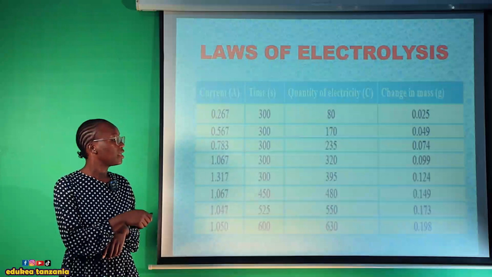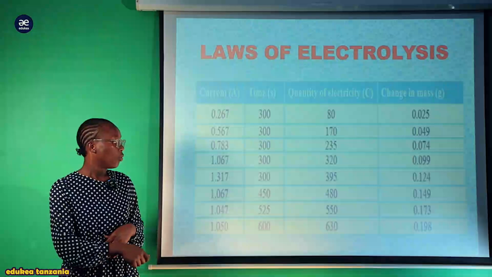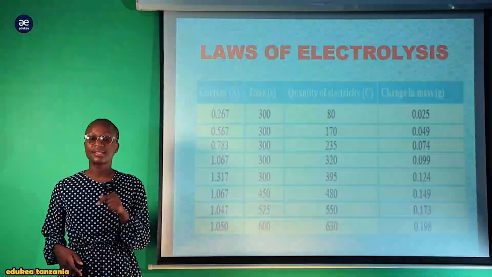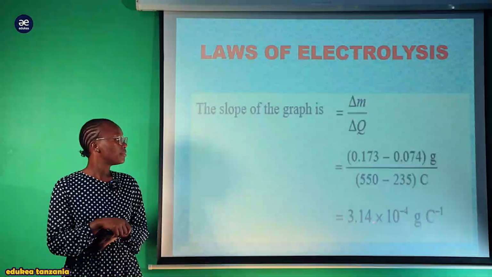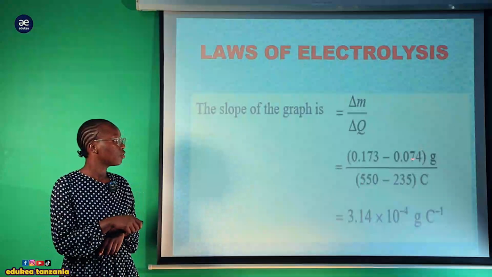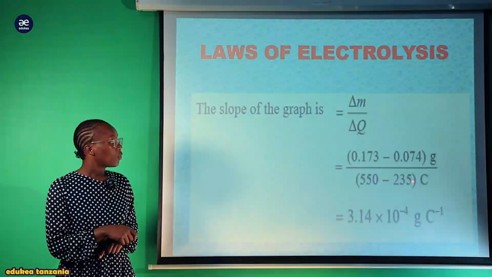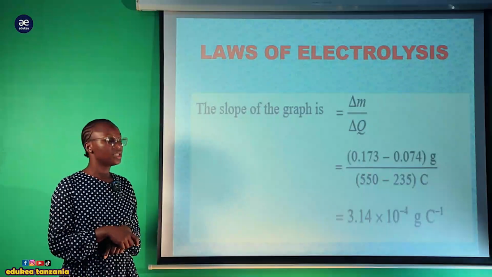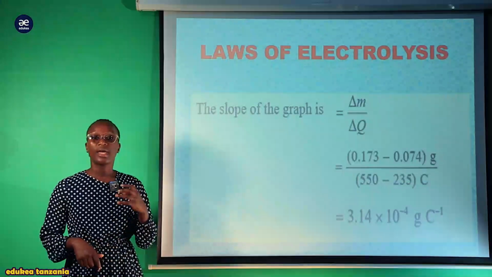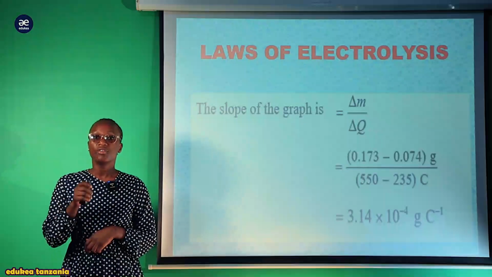Kama unachukua huyu, angalia mdogo wake, ukichukua ukitoa unapata the exact value. The same katika change in mass, unachukua mass kubwa, kuna hii hapa 0.173, unachukua na ndogo, unapata exact value of mass. Now from this demonstration here tumechukua mass 0.173 kutoa kwa masi ndogo ambayo ni 0.074 gram. So na quantity of electricity tumechukua ni 550 ambayo ni large one kutoa mdogo ambayo ni 235. Therefore finally we are going to get the answer which is 3.14 times 10 power negative 4.